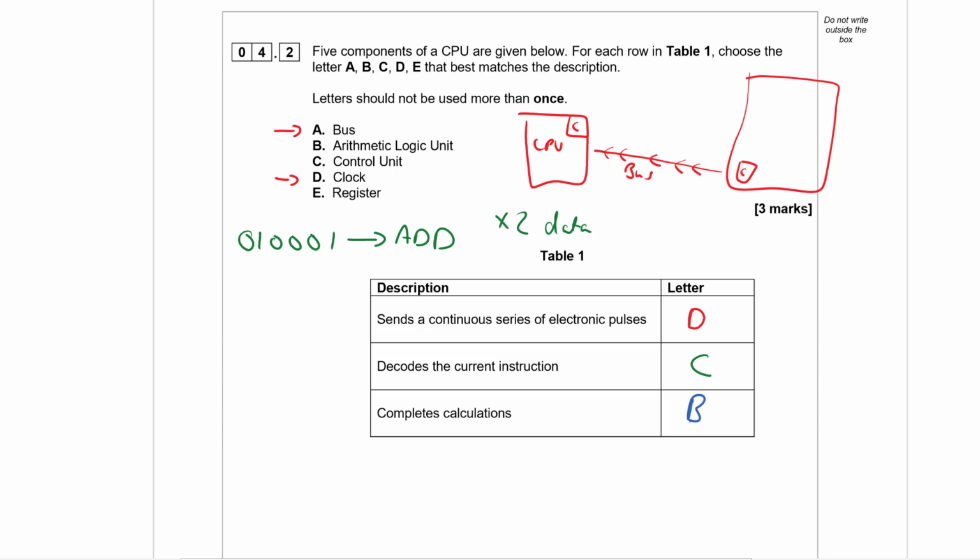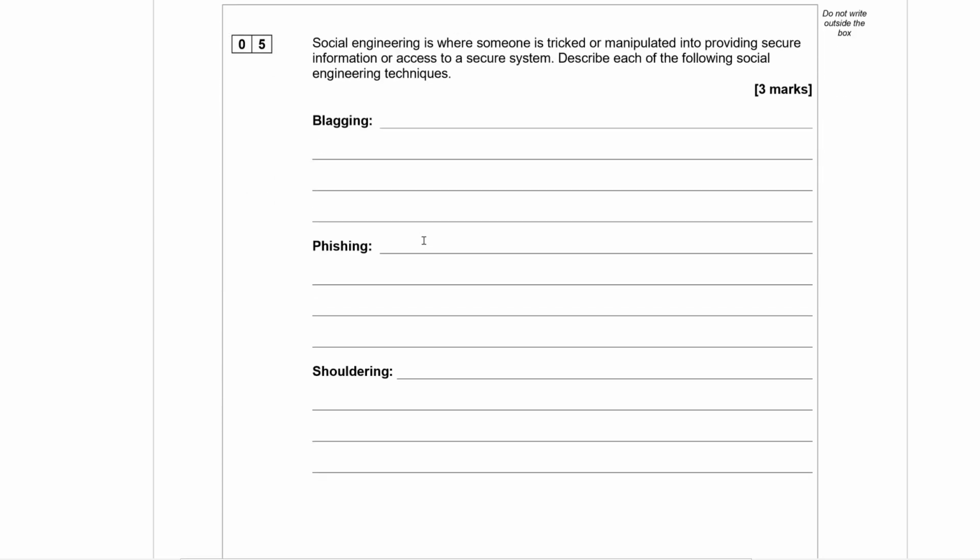It's where the actual instruction, like addition, gets carried out. Now for question 5, let's start moving on to cybersecurity. So social engineering is where someone is tricked or manipulated into providing secure information or access to a secure system.